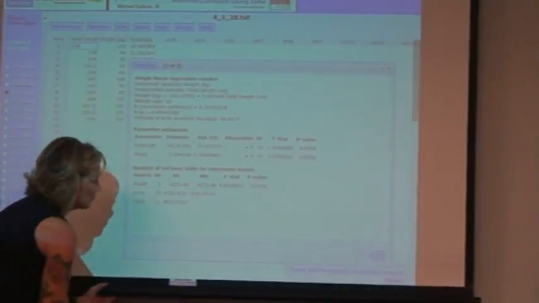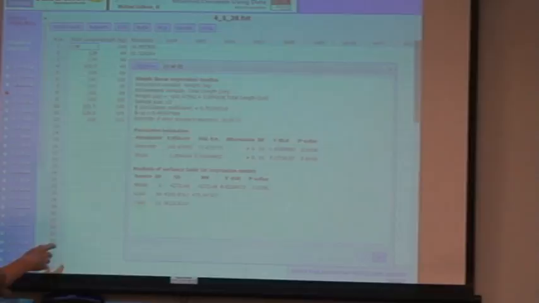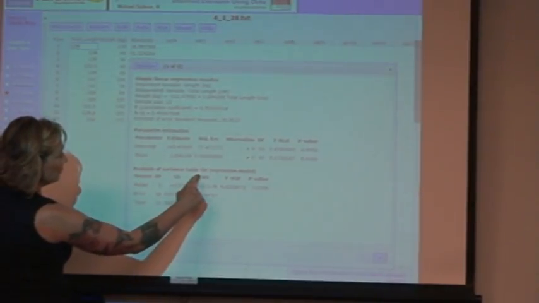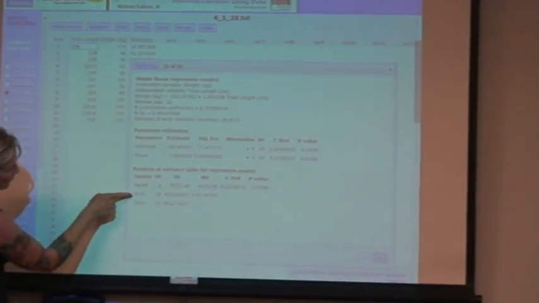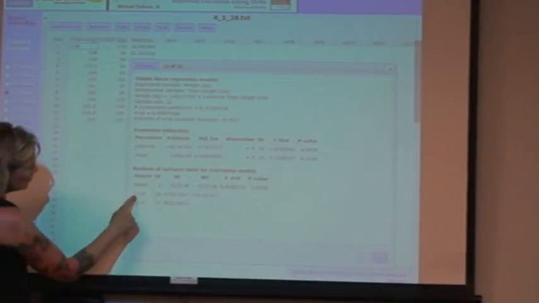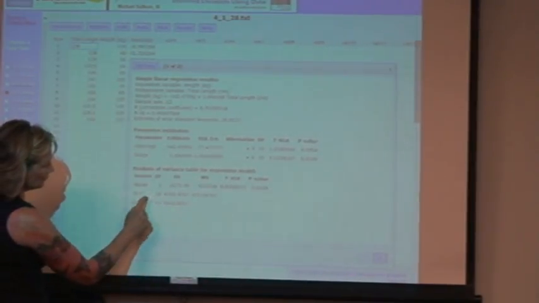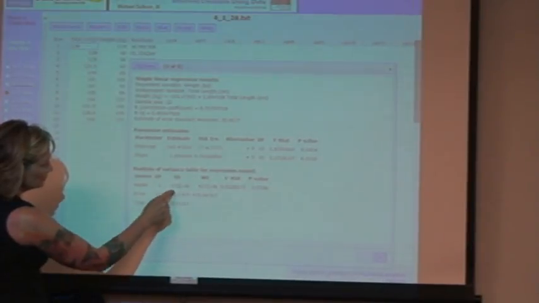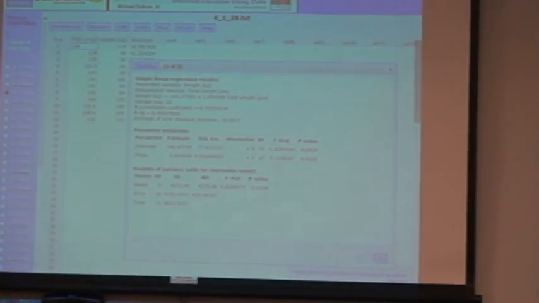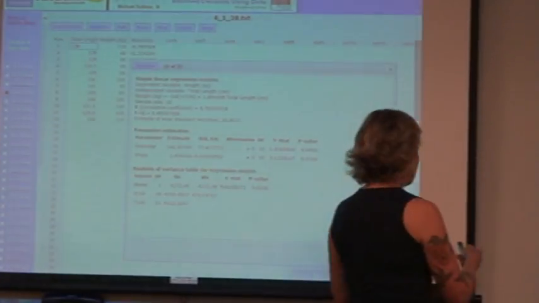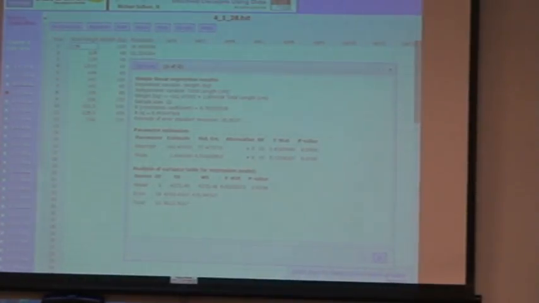So this thing is magical. It's pretty much everything you need. If you go down where it says analysis of variance table for regression model, where it says error and there's a number right there, that's your sum of squared residuals. It's the overall error. So the sum of the squared residuals for the Bayer data is 4350.4367.